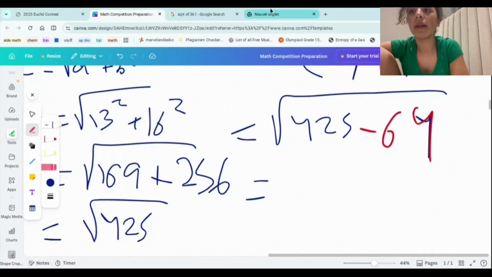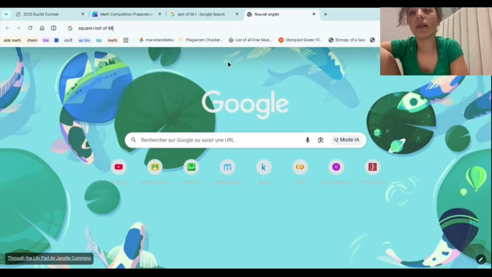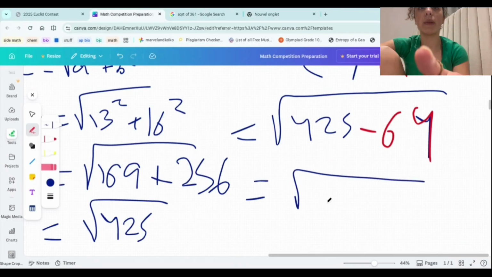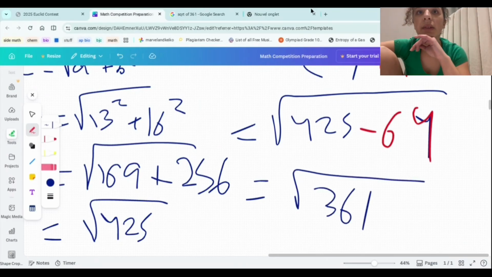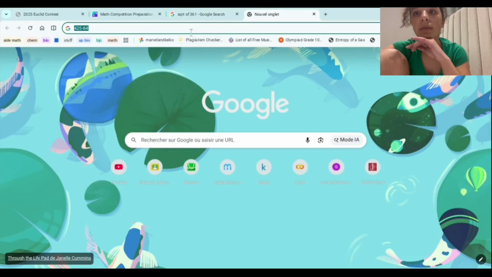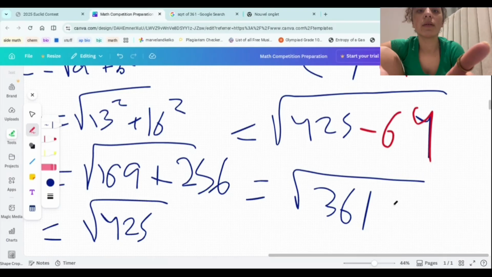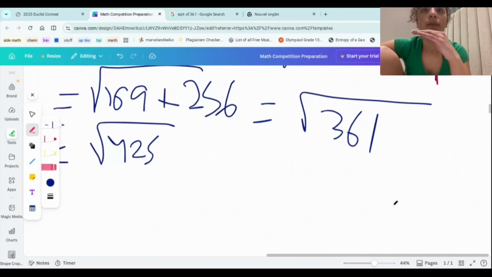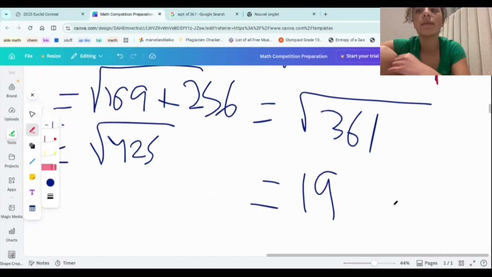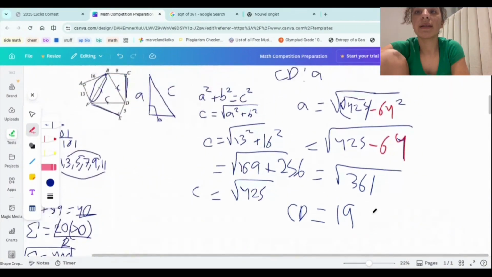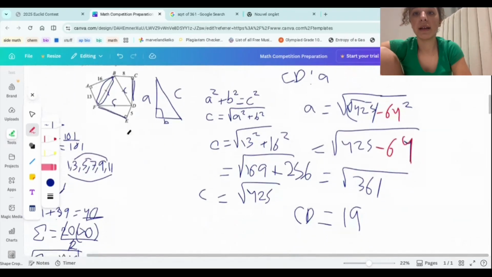And now this, yeah, maybe not mental math. 425 minus 64. I think we're allowed calculators for these tests. That's 361. And okay, it is 19. Okay, nice. So I think CD we were talking about is 19.